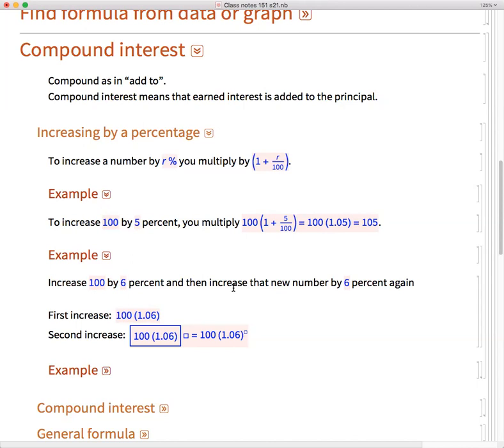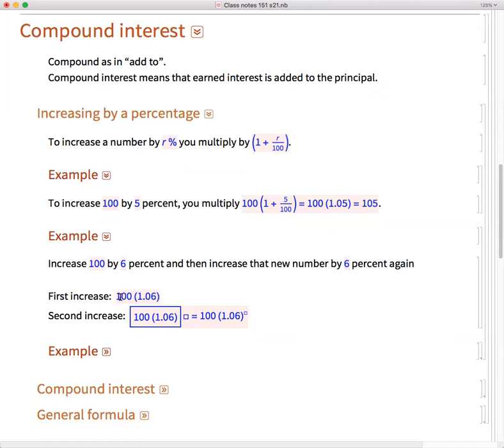Increase 100 by 6%, and then increase that new number by 6% again. Okay, so to increase 100 by 6%, we're going to multiply by 1.06. That'll be the first increase. And then we're going to increase that number by another 6%. And to do that, we'll multiply by 1.06 a second time. And taken together, we can do both of these increases by taking 100 and multiplying by 1.06 squared. And I guess we can look at that as a decimal: 112.36.